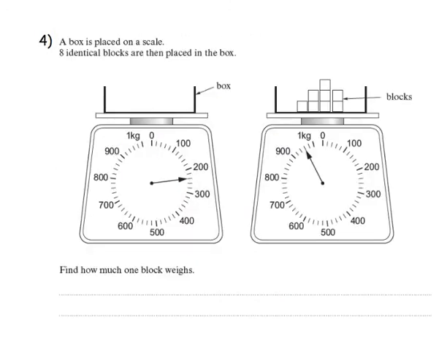And last example then, so example 4, a box is placed on a scale. 8 identical blocks are then placed in the box. So you can see on this scale, you've just got the box and you've got a measurement for it. And then on this scale, you've got the box and the 8 identical blocks. And it's asking us find how much one block weighs. So the first thing you have to do is find out the weight of the box before any of the blocks got put in. So again, work out your scale first.